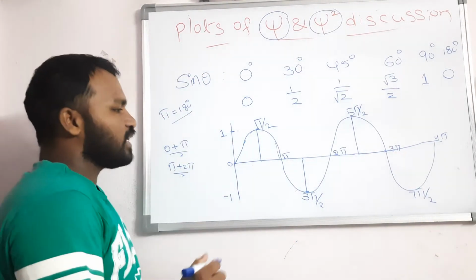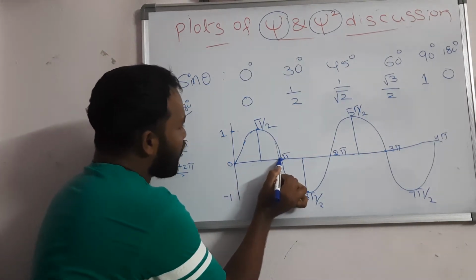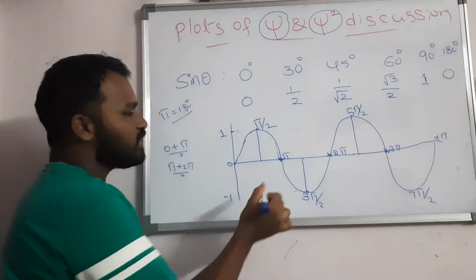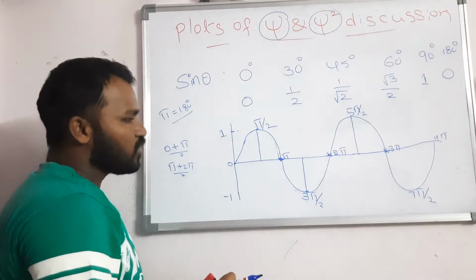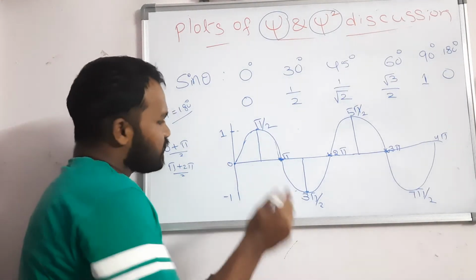Simply, I wanted to tell that wherever the points touch this line, they are called nodes. These are called nodes.